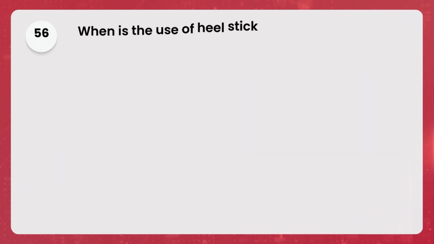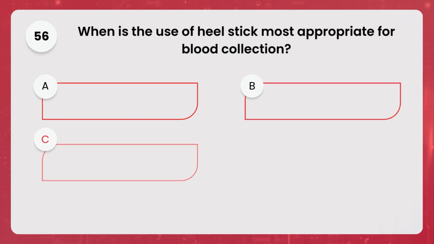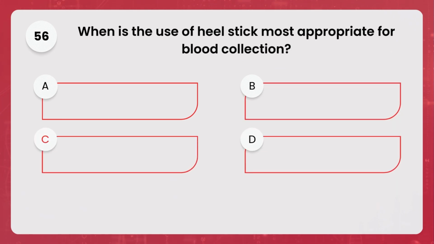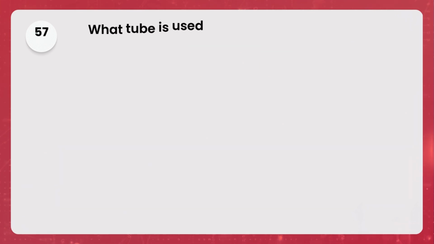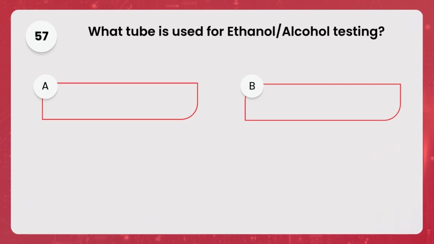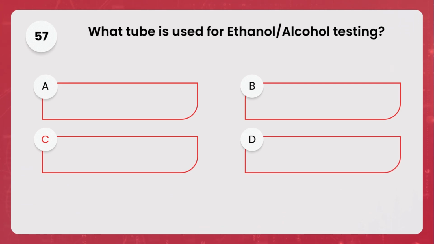Number 56. When is the use of a heel stick most appropriate for blood collection? A. Adolescents. B. Adults. C. Newborns and infants. Or D. Elderly patients. The answer is C. Newborns and infants. Number 57. What tube is used for ethanol/alcohol testing?